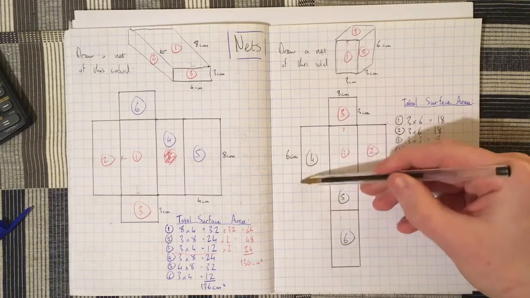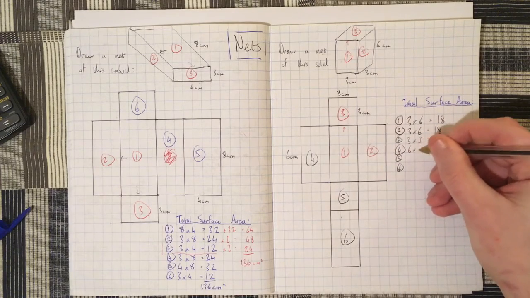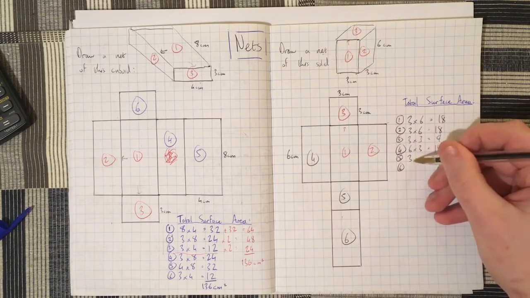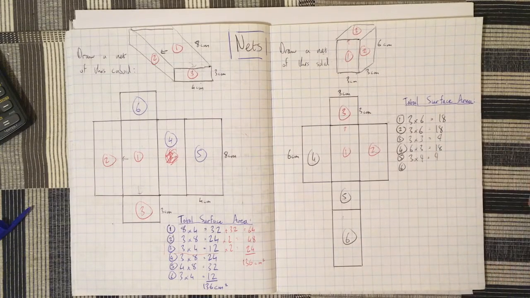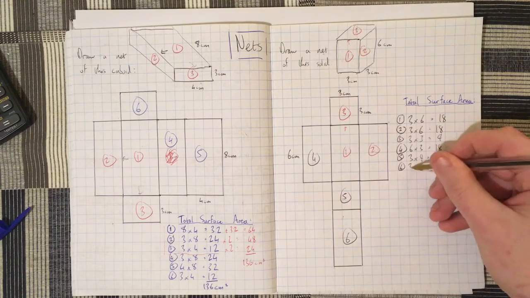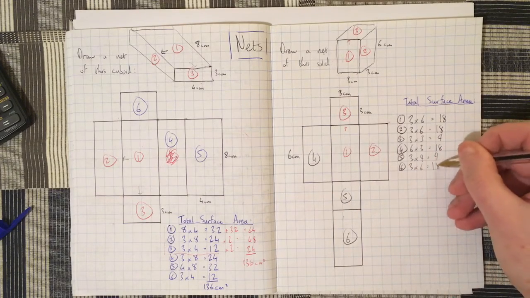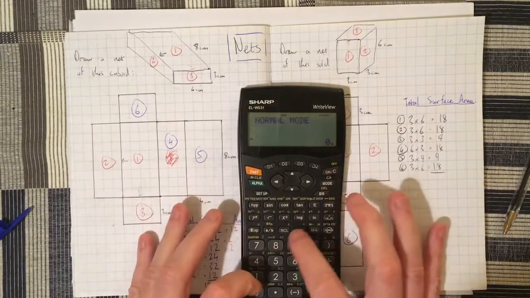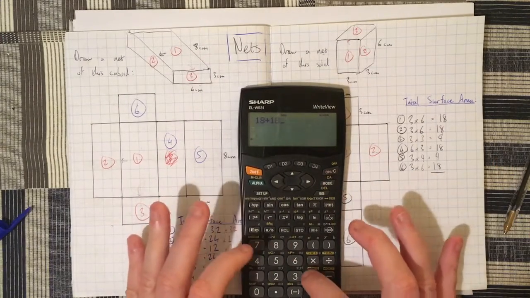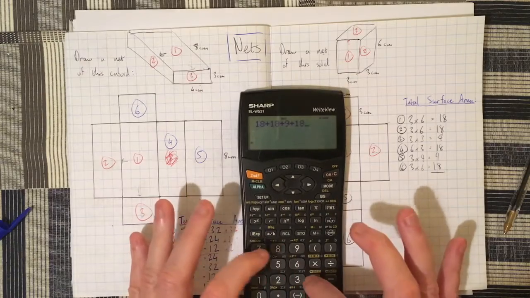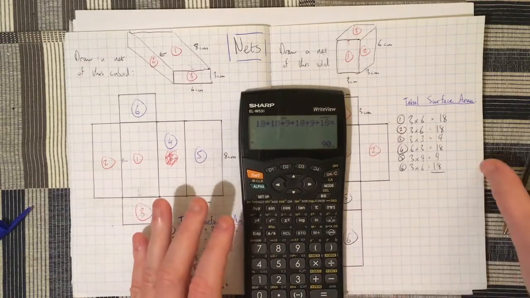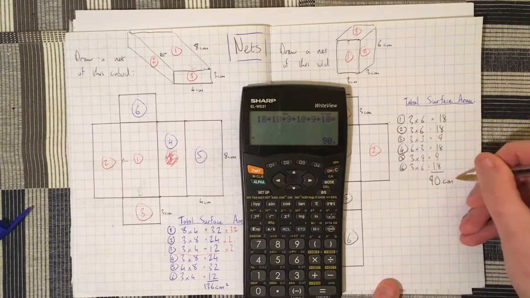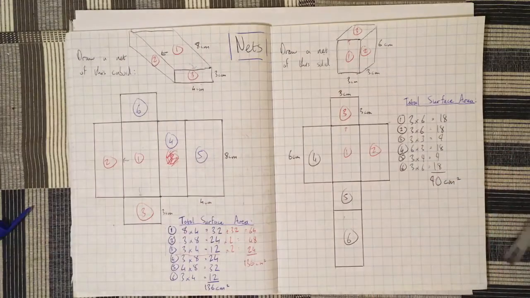So 4 is 6 by 3, which is 18. 5 is 3 by 3, which is another 9. And 6 is 3 by 6, which is 18. All right, and if you add those numbers together, so 18 plus 18 plus 9 plus 18 plus 9 plus 18 is 90, and it's surface area, so centimeters squared.